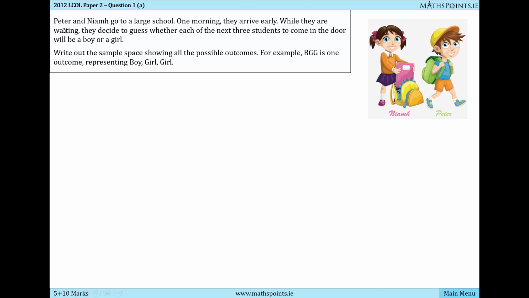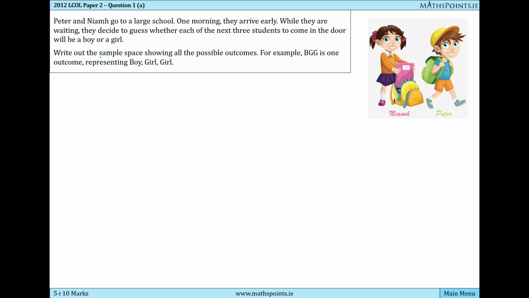So the question says that Peter and Neve go to a large school. One morning they arrive early. While they're waiting, they decide to guess whether each of the next three students to come in the door will be a boy or a girl. Write out the sample space showing all the possible outcomes. For example, BGG is one outcome representing boy, girl, girl.